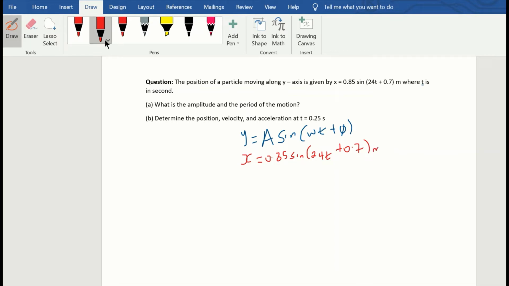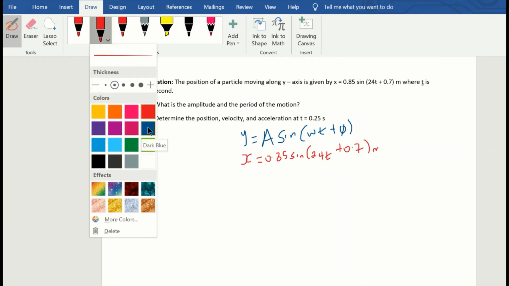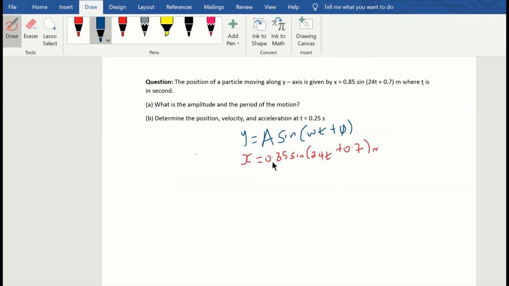Now from these I can equate both equations. So I can say that my amplitude is what? 0.85. So my amplitude A, when we compare the general equation with this given equation, is 0.85 meters. That is my amplitude, 0.85 meters. That's correct. Now, when we compare the equation again, we see that our omega is giving us 24.